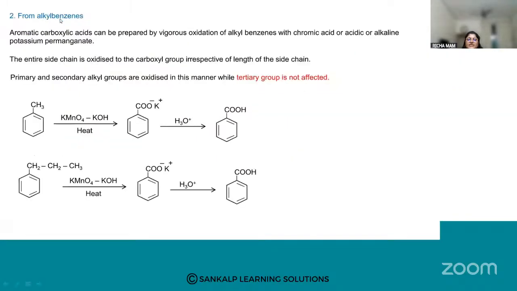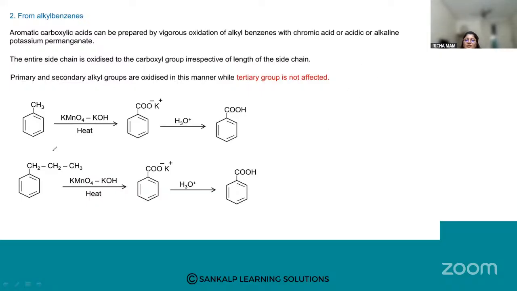Then next is from alkyl benzenes. The aromatic carboxylic acids can be prepared by vigorous oxidation of alkyl benzenes with chromic acid or acidic or alkaline potassium permanganate. So the entire side chain is oxidized to a carboxyl group irrespective of the length.